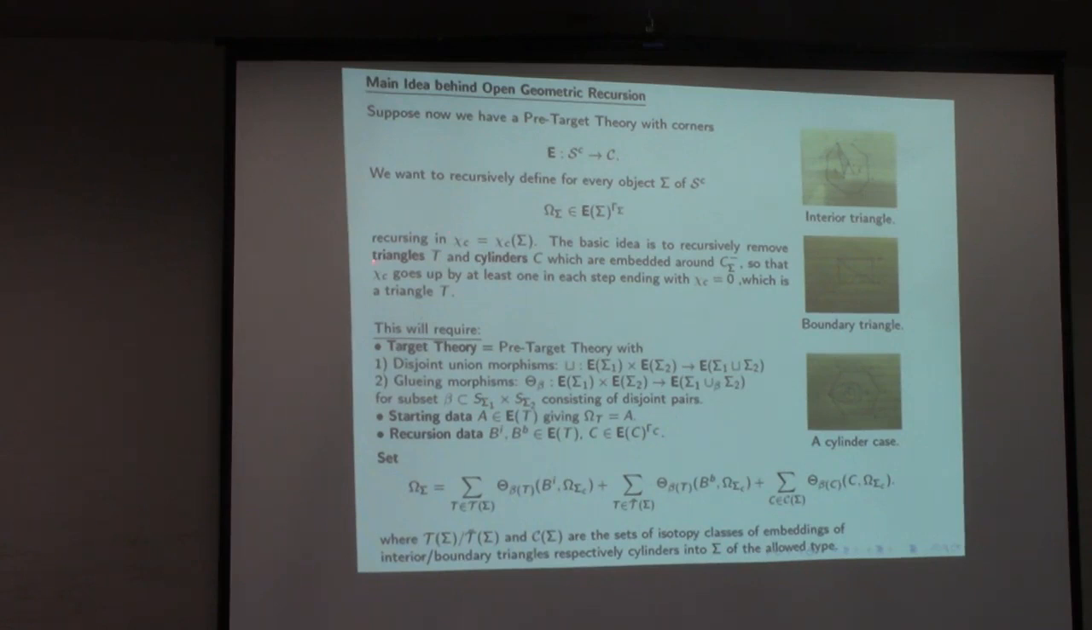Okay, let's say I have triangles and I have cylinders, and for the triangles, what I require is that the triangles are embedded such that their minus vertex goes to a minus vertex of the surface. And I'll show you in a slide after this one that this chi C is exactly concocted in such a way that when you extract these triangles or these cylinders, the chi C goes up, and it ends with chi C equal to zero, and the only possibility for chi C equal to zero is a triangle. So what you will be doing is recursively removing triangles and cylinders until the rest is triangles.